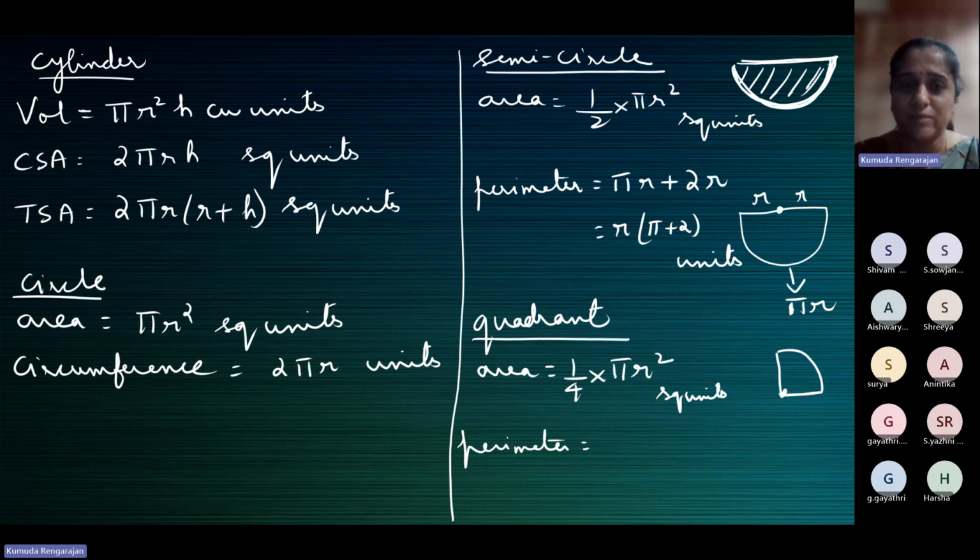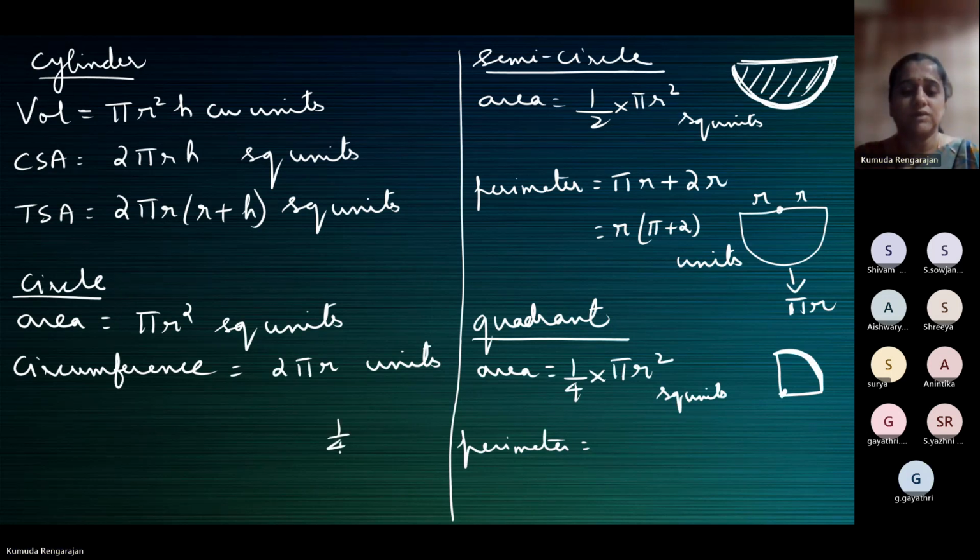Simple, because semicircle is 2 pi r by 2. Perimeter of a circle is 2 pi r. Perimeter of the semicircle is only the arc, which will be 2 pi r by 2, pi r. The length of this arc in the quadrant will be 1 by 4 into 2 pi r.